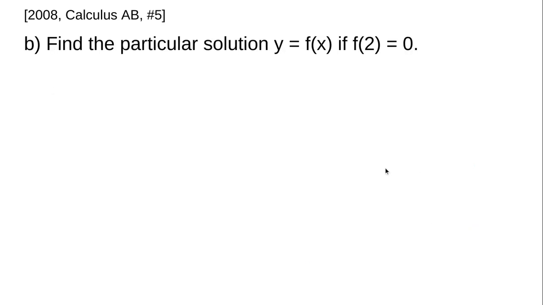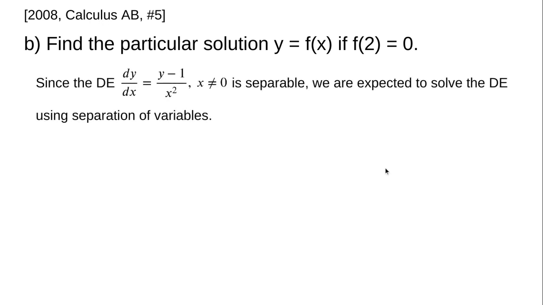In part B, we are asked to find a particular solution to the differential equation y equals f of x given the initial condition that f of 2 is equal to 0. All right, first notice that the differential equation dy/dx equals (y minus 1) over x squared is separable, and so we would be expected to solve this differential equation using separation of variables.